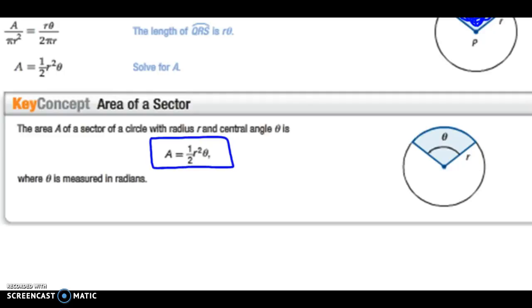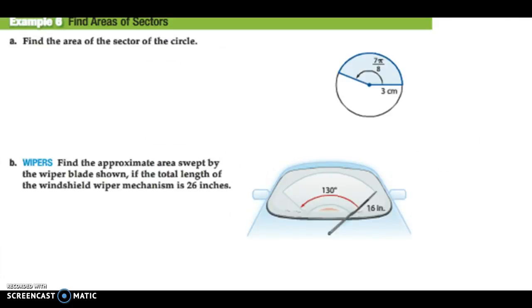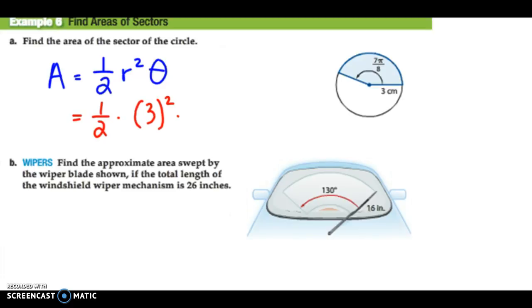And we could figure it out. They showed you the work above if you're interested in how they got that. So let's look at this one right here. Find the area of the sector of this circle. So the equation that we're looking at, again, is 1/2 radius squared times theta. Nice thing is they've given us everything that we need to know here. Okay? 1/2 is still going to stay 1/2 times my radius is 3 centimeters squared, and they gave us our angle in radians, which is nice, 7 pi over 8.